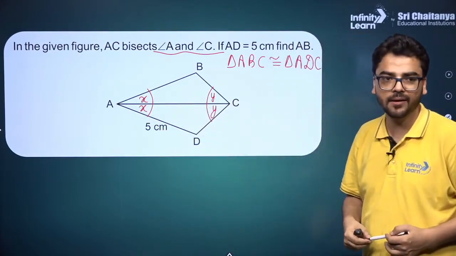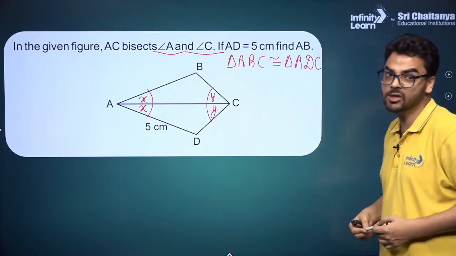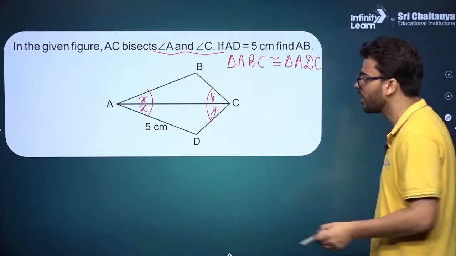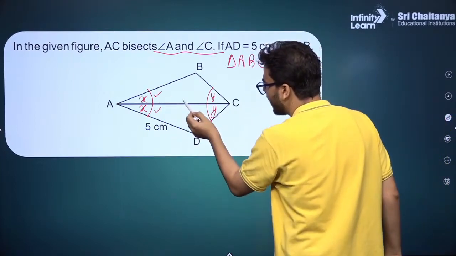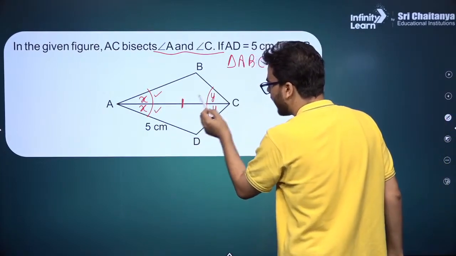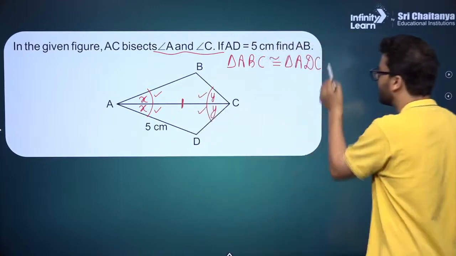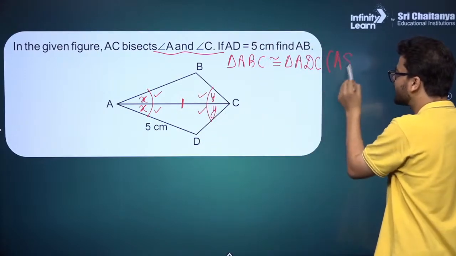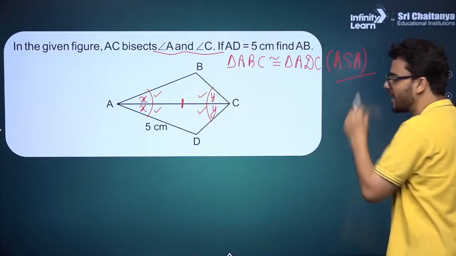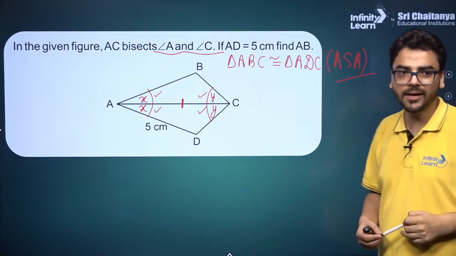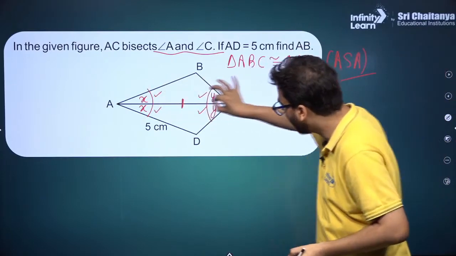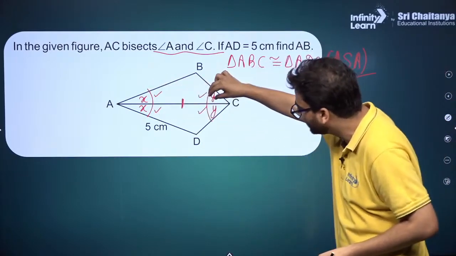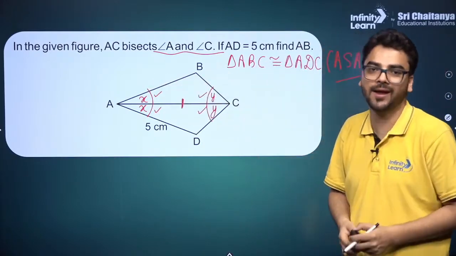You cannot say... Okay, so it is not AAS, Ankit. That would be wrong. You see this situation. This angle is equal to this angle and this side is common. And this angle is equal to this angle. So the reason will be ASA. You cannot write AAS. That will be wrong. You got it? That will be ASA because it is angle, common side AC, and then angle. So it is ASA over here.